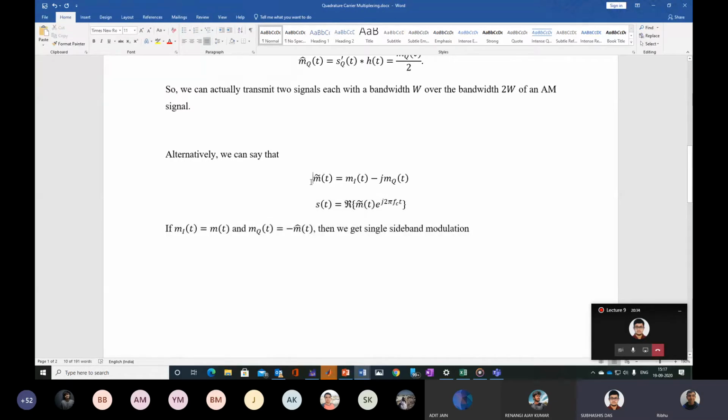So see, if you have two baseband signals, you can multiplex them to get this. Alternatively, if you want to send just one baseband signal, you can replace MQ(t) by the Hilbert transform of the first signal, and you'll be able to save bandwidth using single sideband modulation techniques. So that is the key takeaway, and that's what we call quadrature amplitude multiplexing.